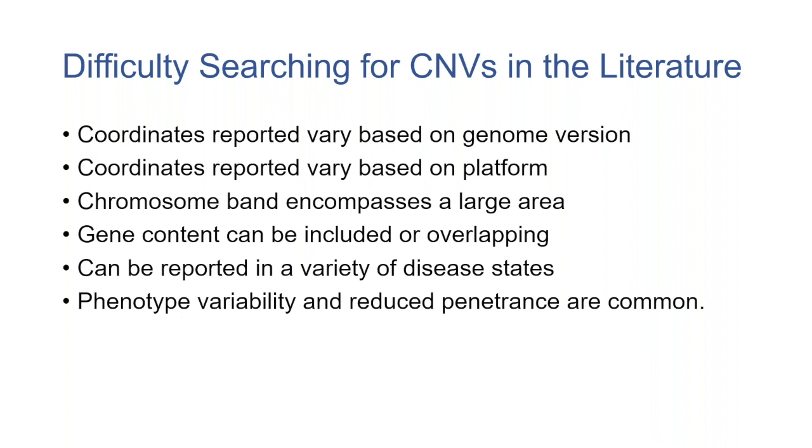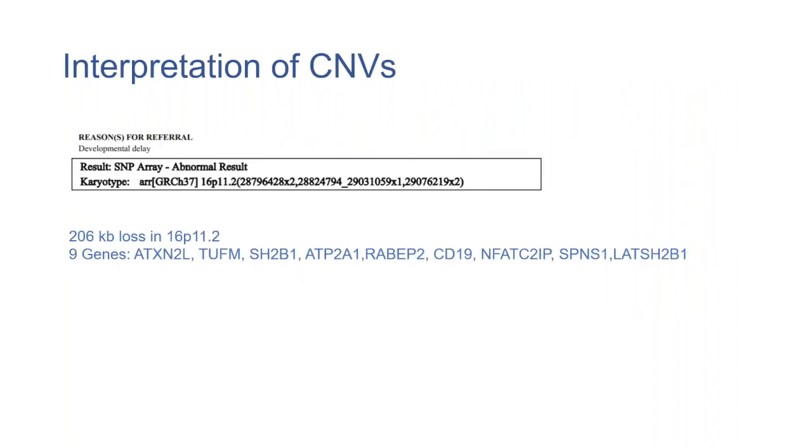So I'm just going to show you an example of a search that I came across in the laboratory. This was a case that came in with the reason for referral being developmental delay, and the microarray identified a 206 kb loss on chromosome 16 in the p arm, and there were 9 genes that were deleted.